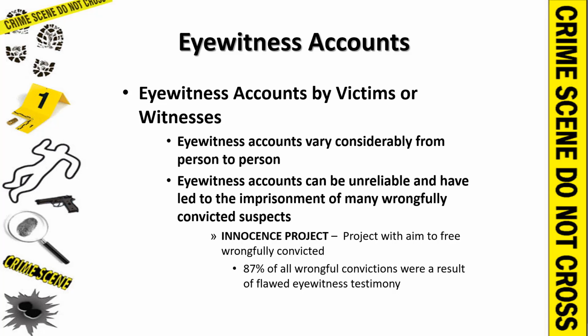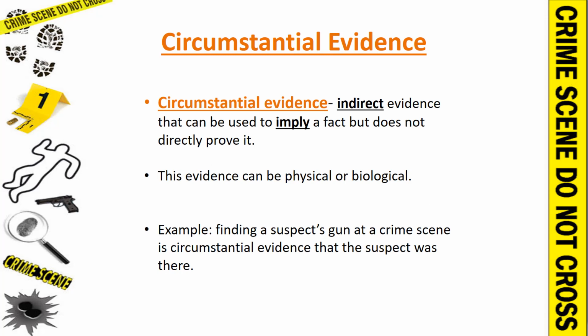Okay, the next type of evidence we're going to talk about is called circumstantial evidence. And I know on TV and in movies you always hear, oh, it was just circumstantial evidence. Circumstantial evidence is everything that is not direct. So it's considered indirect evidence, and what it does is it implies a fact, but it doesn't necessarily prove it. So this is going to be anything that isn't an eyewitness testimony or a video recording or a written confession. So all the other types of evidence.